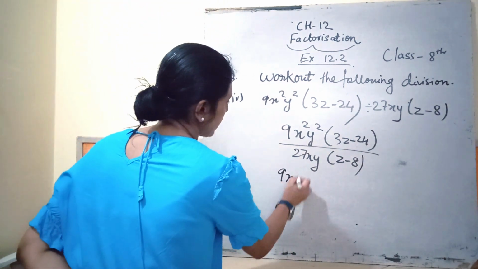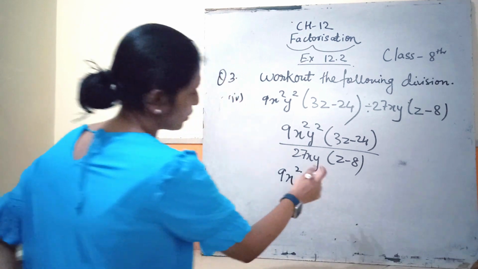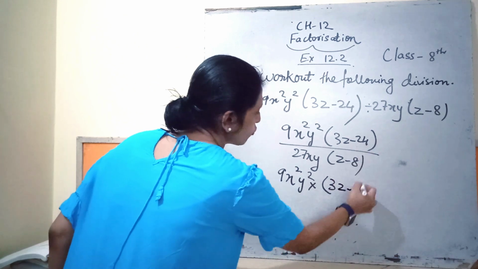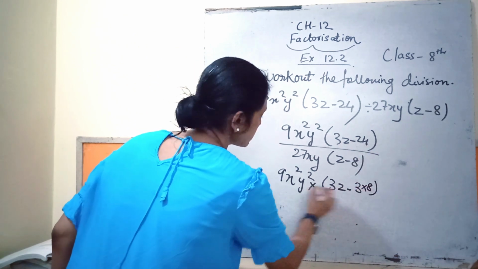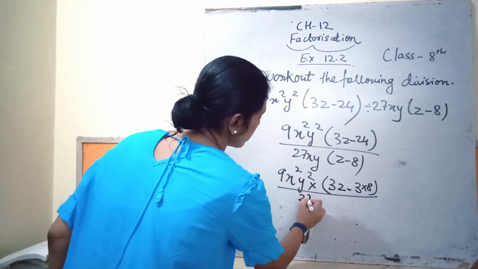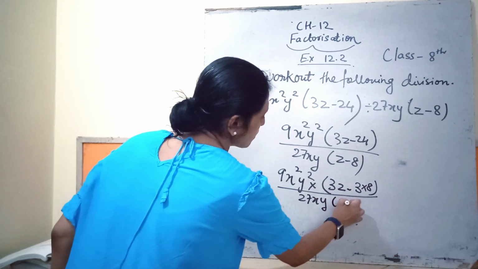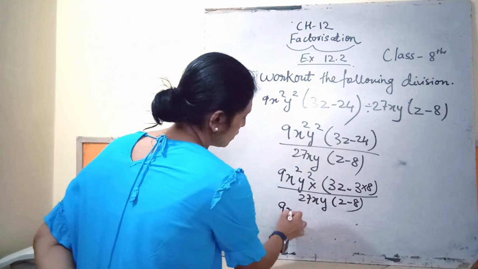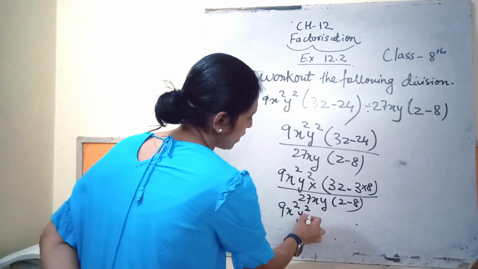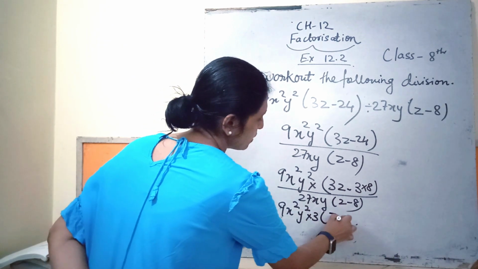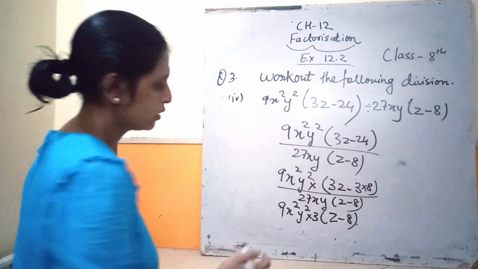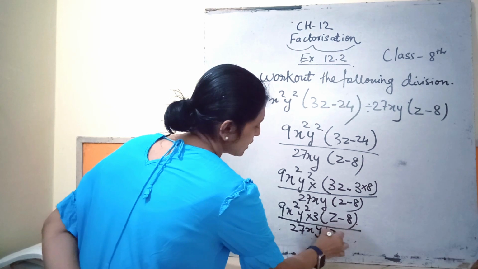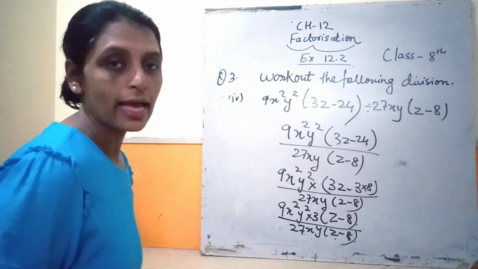See children, in this, 3z minus 24 can be written as 3 into (z minus 8), because 24 is 3 into 8. Now 3 can be taken common. So we have 9x square y square into 3, and we are left with (z minus 8), upon 27xy(z minus 8). Whatever we can cancel, we have to cancel.